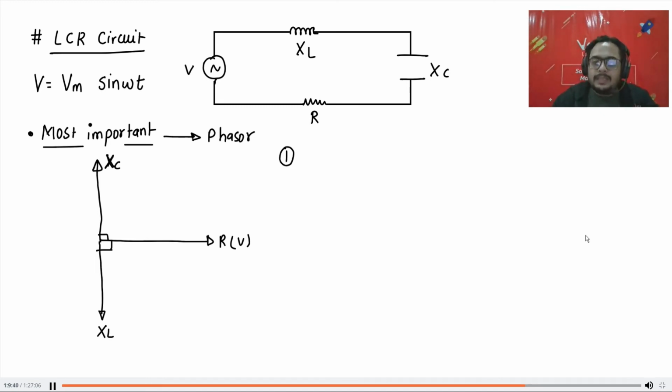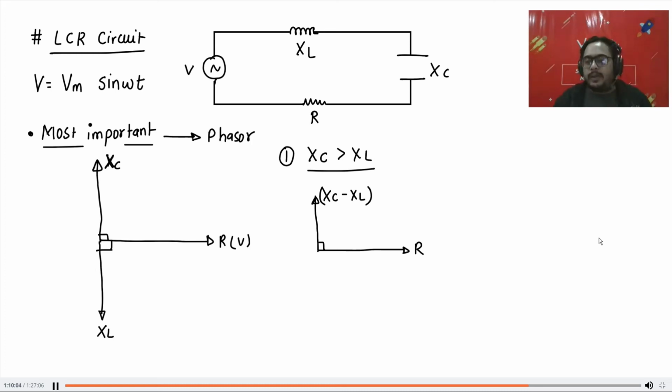So two things can happen. First thing that can happen: if XC is greater than XL, if the value of XC in the circuit is greater than XL, then I can draw it like this. R, and here I will draw XC minus XL.